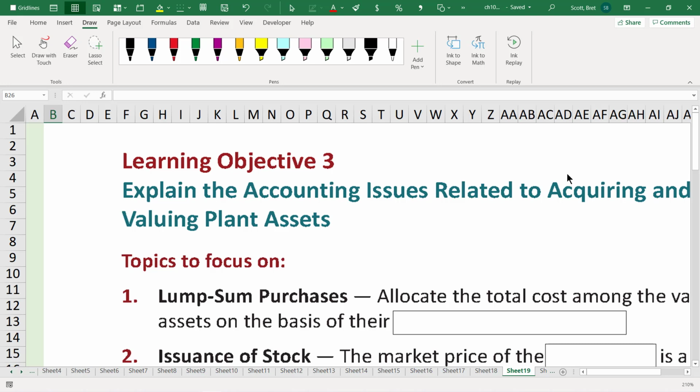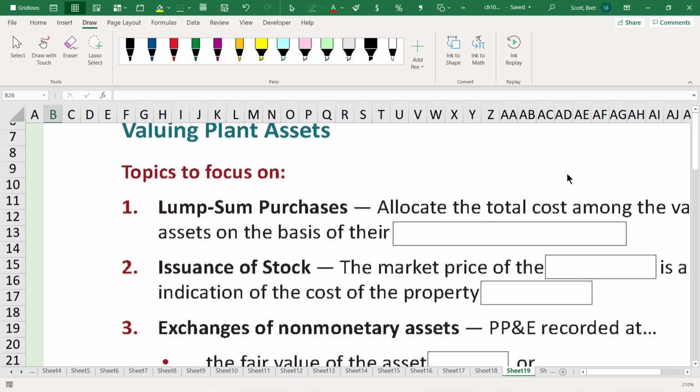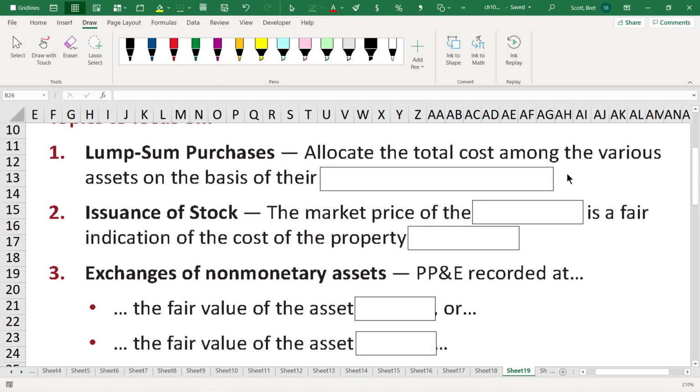We're going to continue on with Chapter 10, Learning Objective 3, and specifically we're going to talk about how we acquire an asset by doing more than just simply buying one particular item for cash. The first one I want to talk about is the lump sum purchase, which is also what I like to call buying in bulk. And the way we determine the cost per each asset in a basket is we determine the cost based on the asset's relative fair market value. And we'll look at examples for that one.